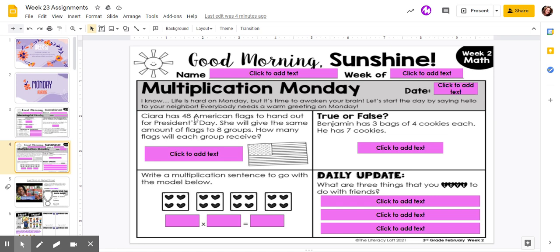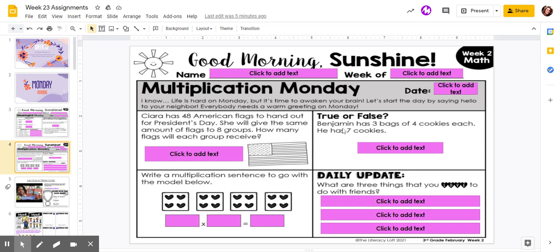For instance, the division problem could be 48 divided by 8 equals what? Or you could do 8 times what equals 48. But in 3rd grade, we're not going to be multiplying large numbers. So use a division strategy to solve this word problem. You're going to write a multiplication equation to go with these images.